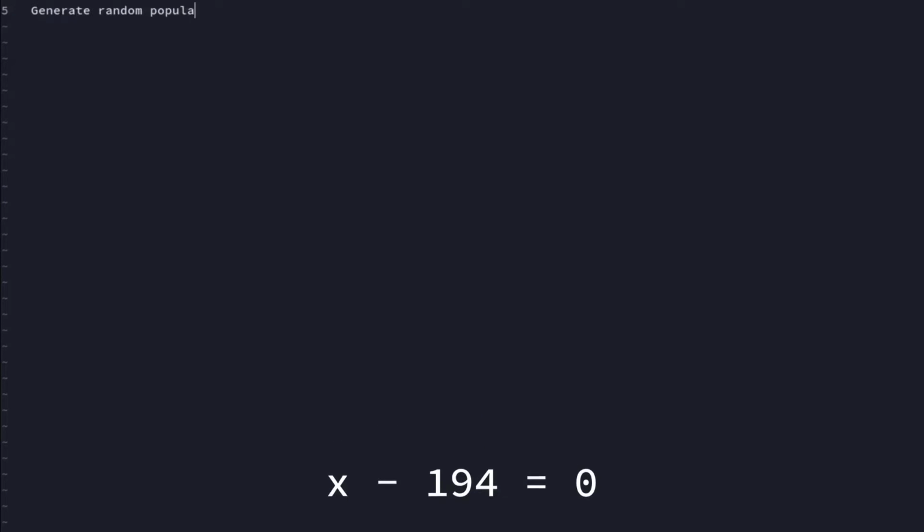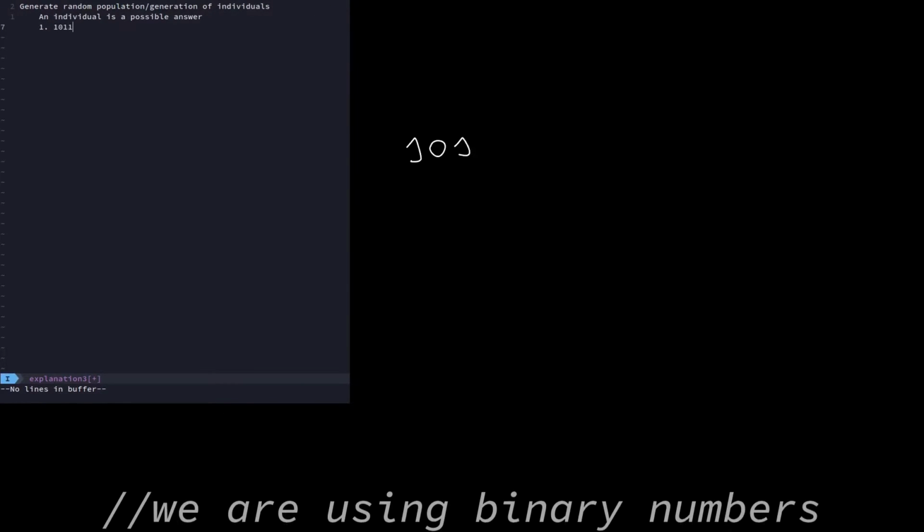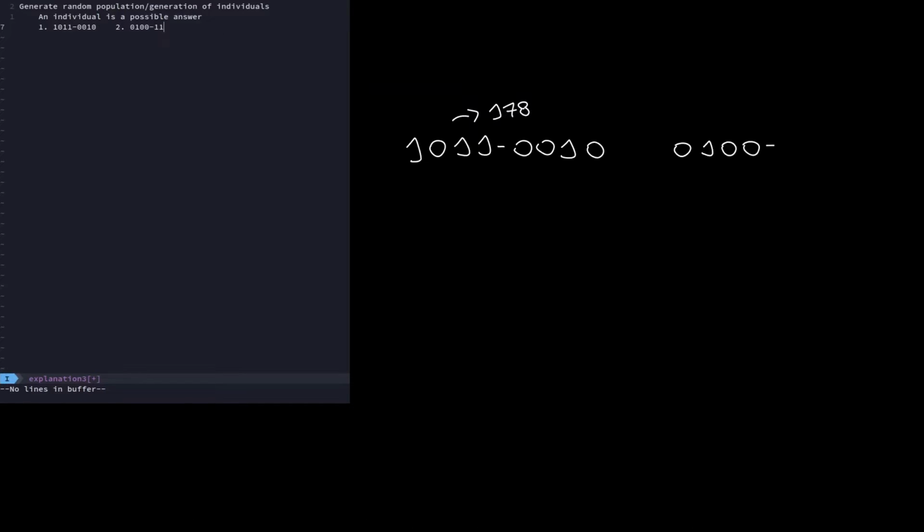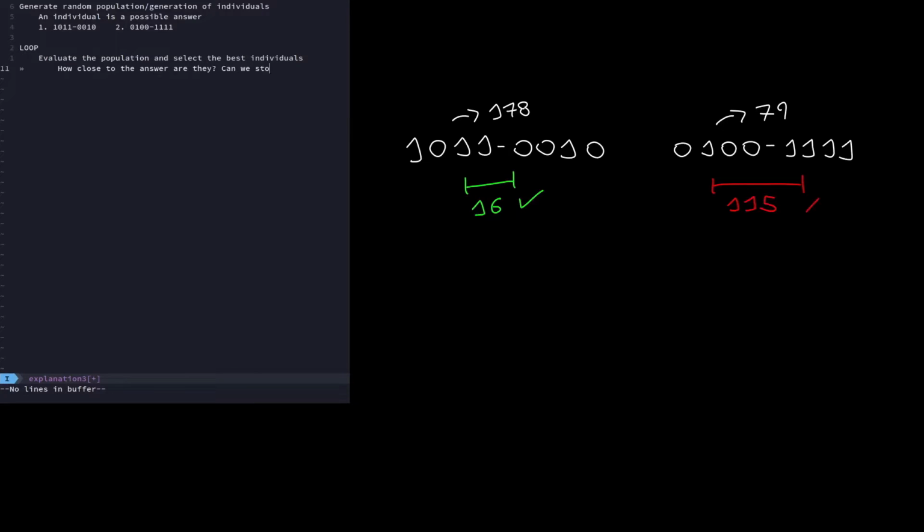So, imagine we have this equation. We start by generating random answers to it, which we call a population or generation, each answer being an individual. In this example, we have the individuals 10110010 and 01001111. Then we assess how good they are by doing the math and finding out how far they are from the result. The sorting is done based on this score.